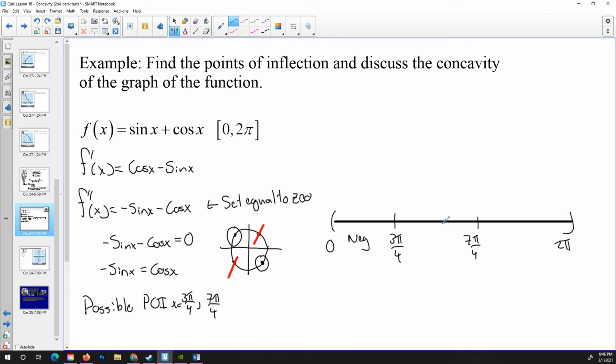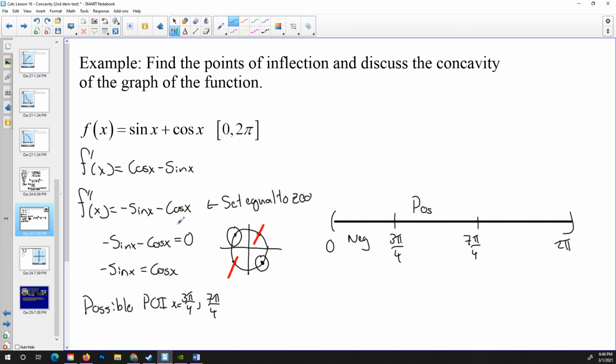And then let's pick pi. That'll make it easy if I pick pi. That's definitely between 3 pi over 4 and 7 pi over 4. The sine of pi is 0. The cosine of pi is negative 1. So negative 1 is going to be positive. And then 7 pi over 4 is really close to 2 pi.